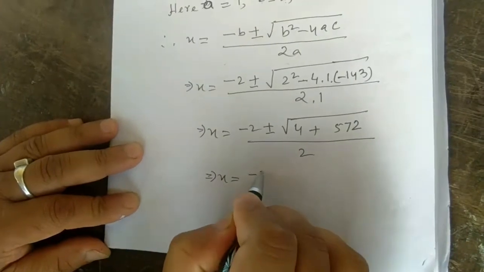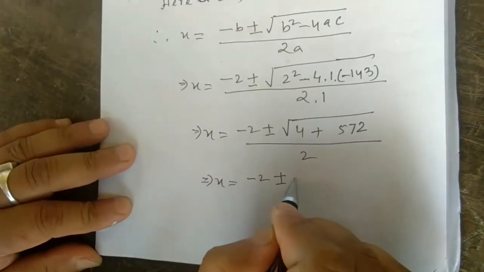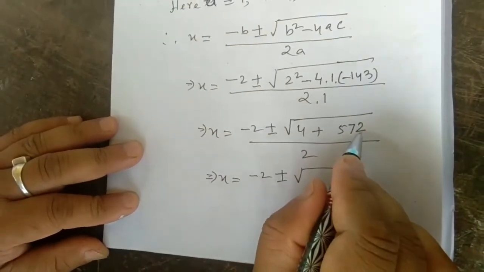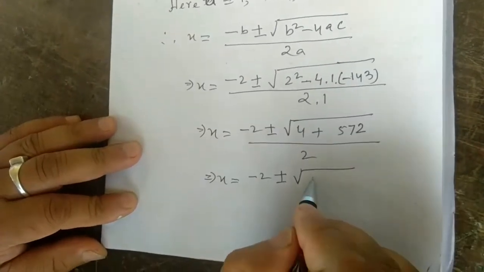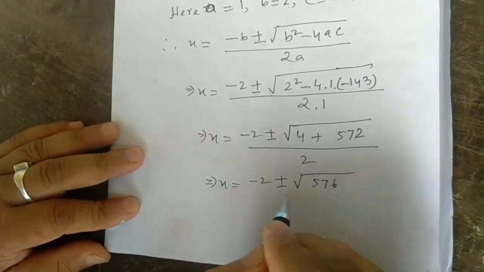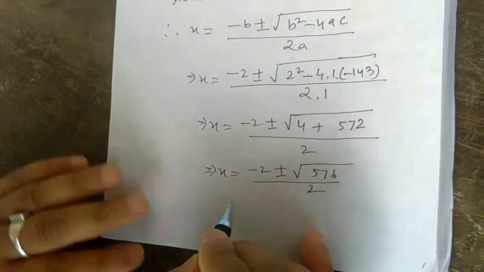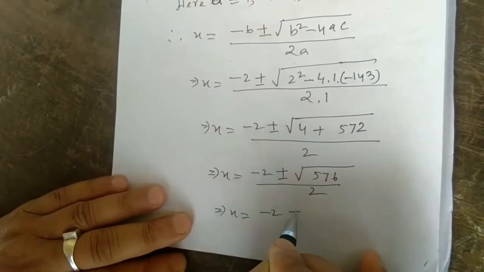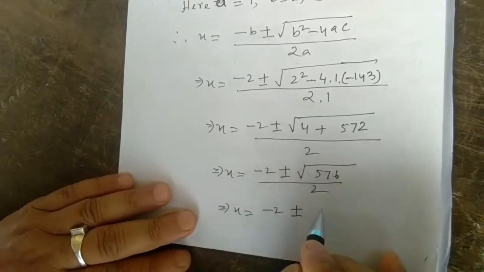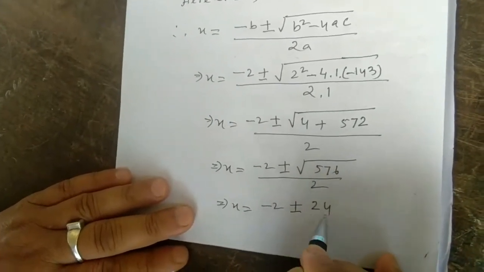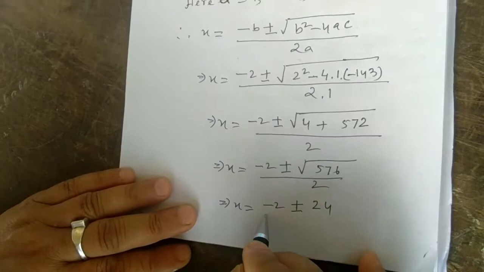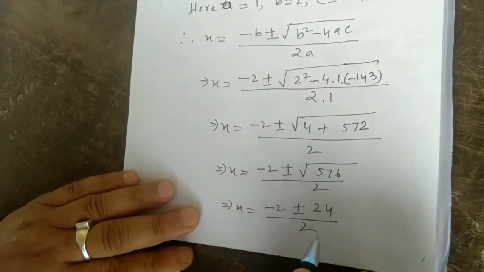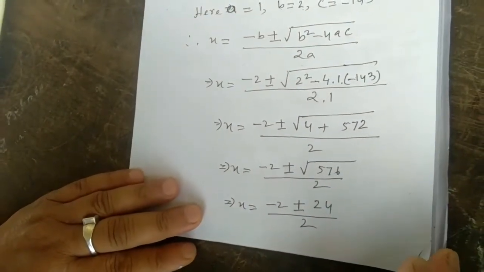So x equals minus 2 plus or minus the square root of 576, which is 24, by 2. 24 squared is 576, divided by this 2. All right.